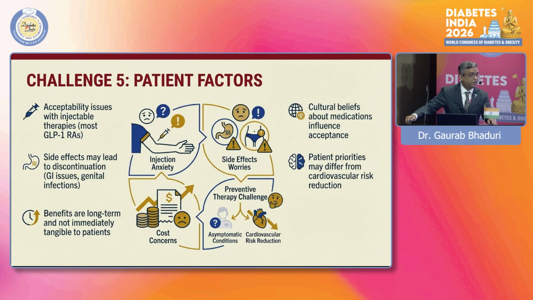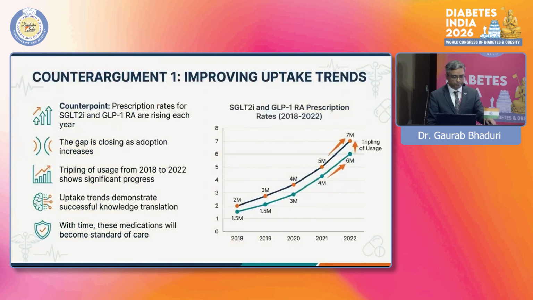And remember that benefits are long-term. So whatever benefits we are talking about, the cardio-renal protection, are usually very long-term and are not immediately tangible to the patient. So the patient sometimes wants more tangible benefits which they can feel right away.